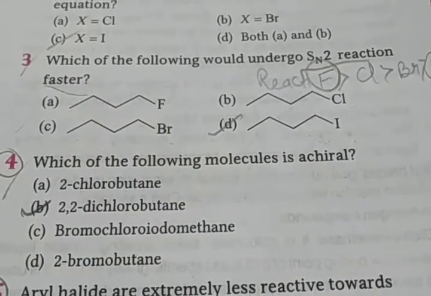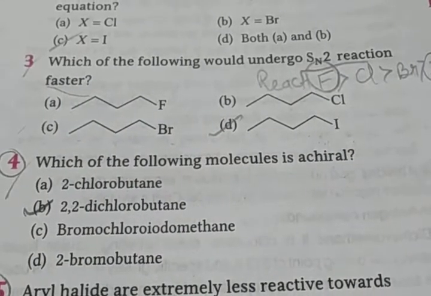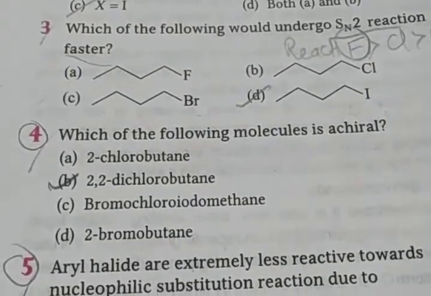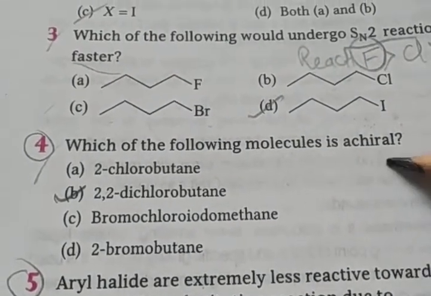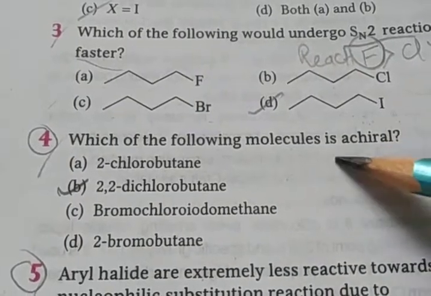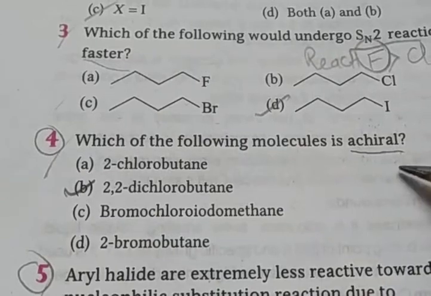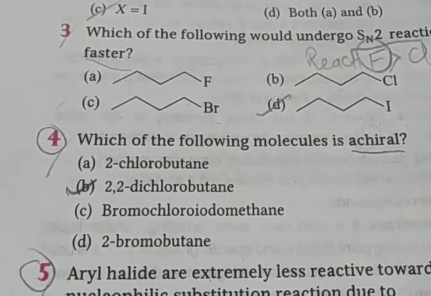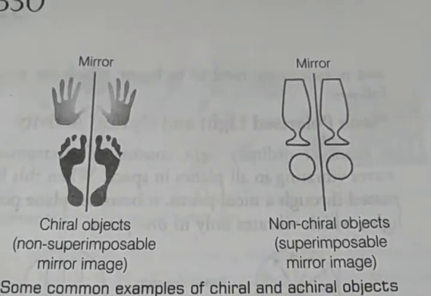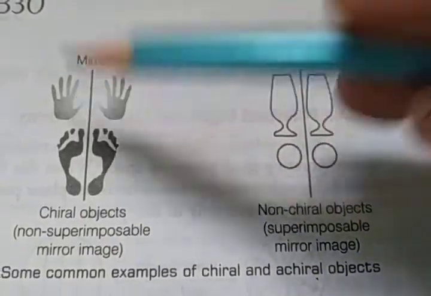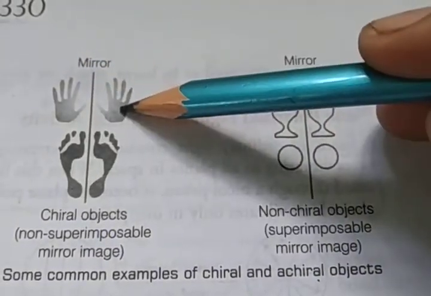Chiral means... So which of the following molecules is chiral? First, remember what chiral is. Again, I will explain here. See, these are our hands. One hand is non-superimposable on the other.